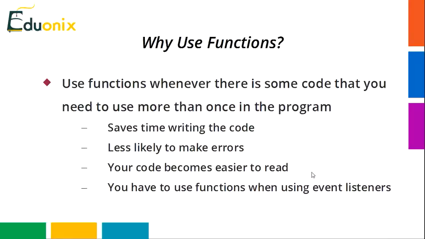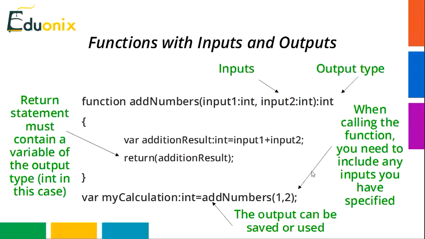You also have to use functions in certain circumstances. For example, we've come across this before when using event listeners. We used functions to listen to those events. And I'm now going to talk about functions with inputs and outputs. So I've shown you the basic structure of a function. This is a function with inputs and an output. You can actually only have one output with a function.